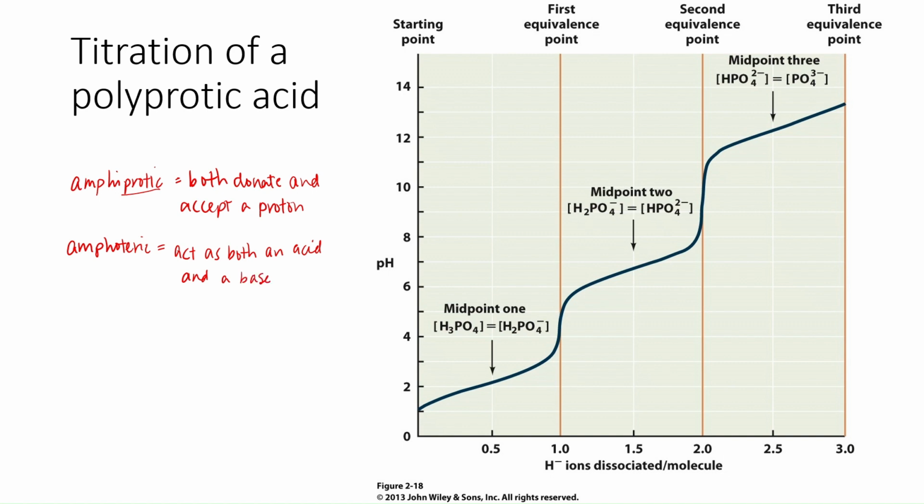So here, where we're talking about Bronsted-Lowry acids and bases, a Bronsted-Lowry acid is a species that donates a proton. A Bronsted-Lowry base is a species that accepts a proton. So here, amphiprotic and amphoteric are almost interchangeable in the context of Bronsted-Lowry definitions.